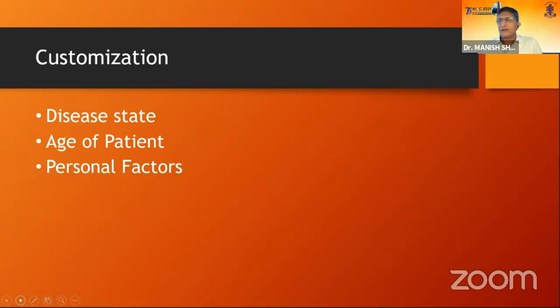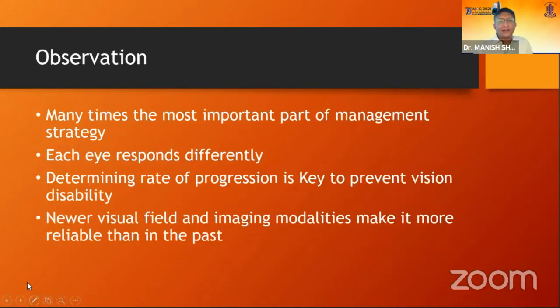So first you have to customize depending on the most important features, that is the state of the disease, mild, moderate, severe damage, and perimetry is the gold standard for us, as Dr. Subhatra pointed out, to get the level of damage. Age of the patient and life expectancy we have to consider, and personal factors we have to consider before we plan a strategy. So just observation is a very important part of the management.